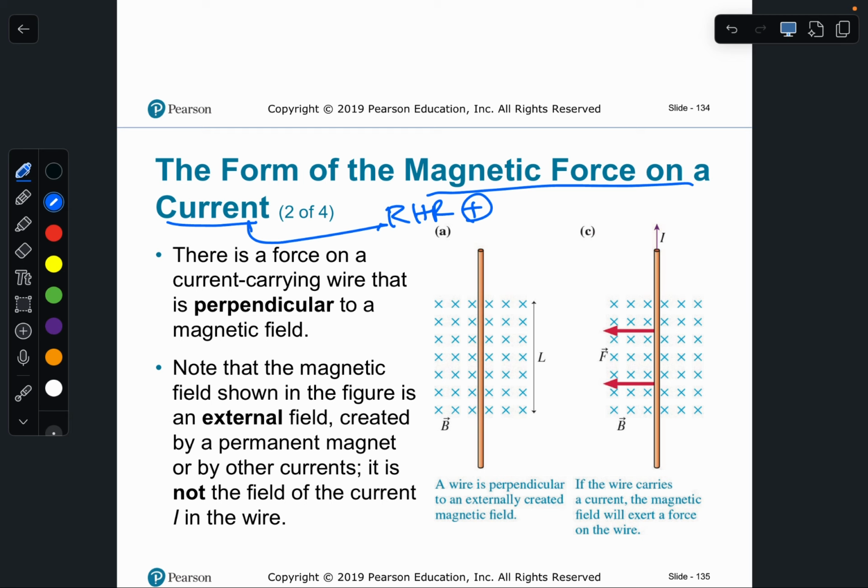So our thumb is our velocity direction. Our B field is our pointer, which is pointing into the page. So I'm going to rotate my hand. And you can see my middle finger, the force, is pointing to the left. Okay? Same idea as single charges, because a current is just a collection of single positive charges. Same exact right-hand rule.